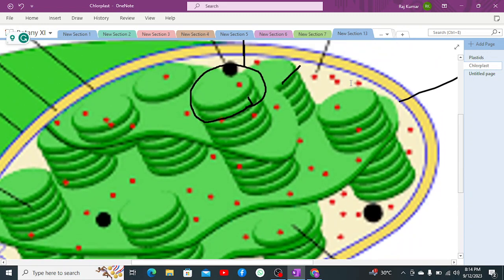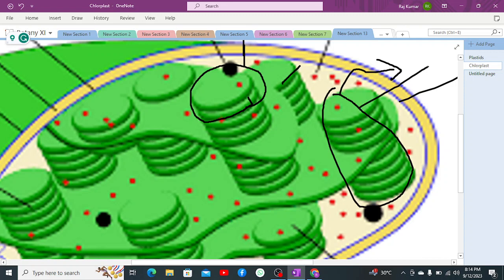Now here, these thylakoids are basically arranged in a stack, just like a pile of books. So as these are arranged in a stack like a pile of books, this complete stack is known as granum, and the plural is called grana.